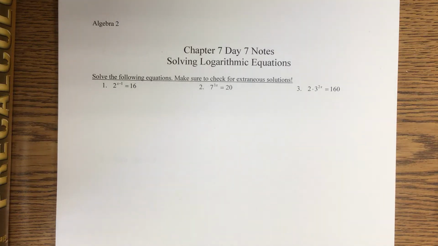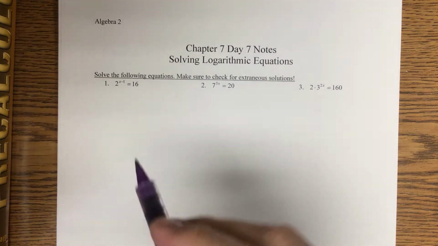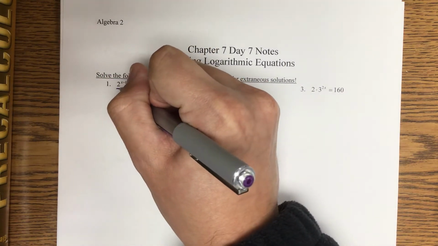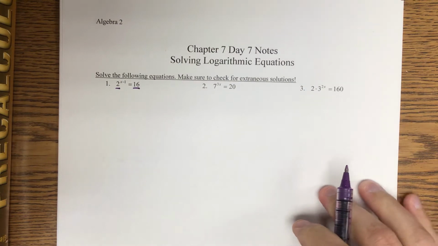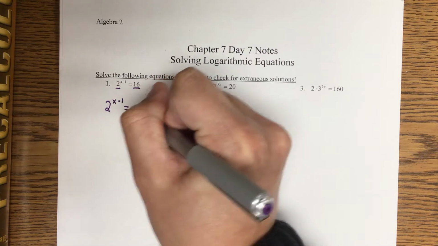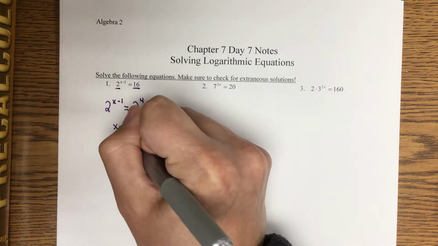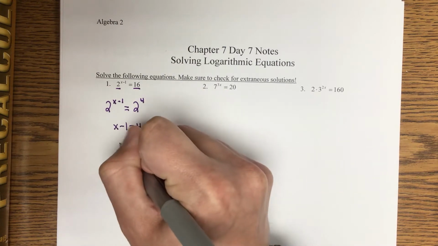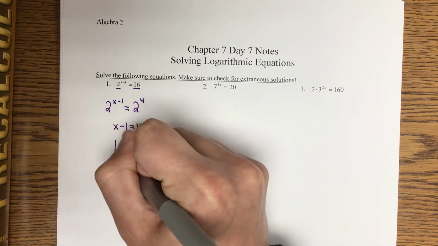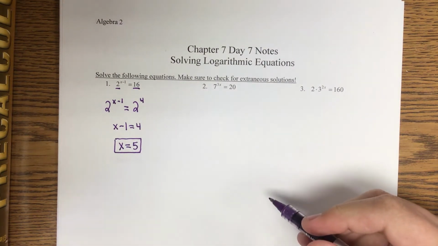In this video, I'll be working out the Chapter 7, Day 7 notes, which is over solving logarithmic and exponential equations. Number 1, we have learned that if we have an exponential equation, we should try to get bases to be the same. So, if I can get both of the bases to be 2, I can drop those bases and say x minus 1 equals 4, and then I get x is equal to 5, and there we have it. So if bases can be the same, go ahead and go that route, and then solve for x.